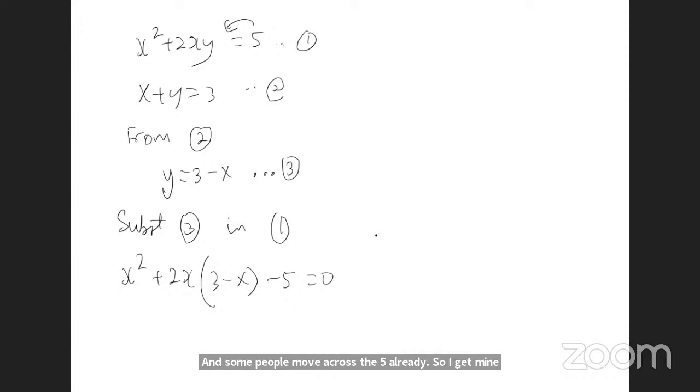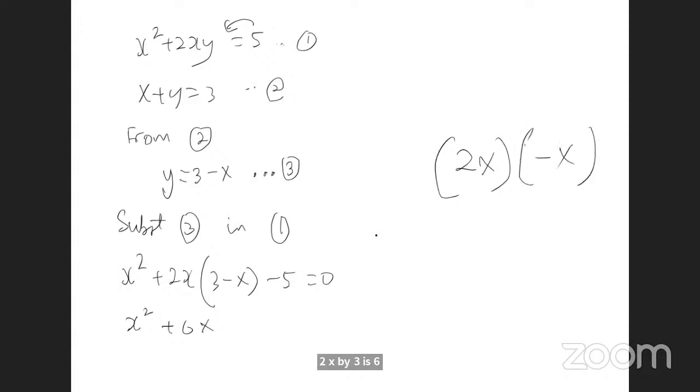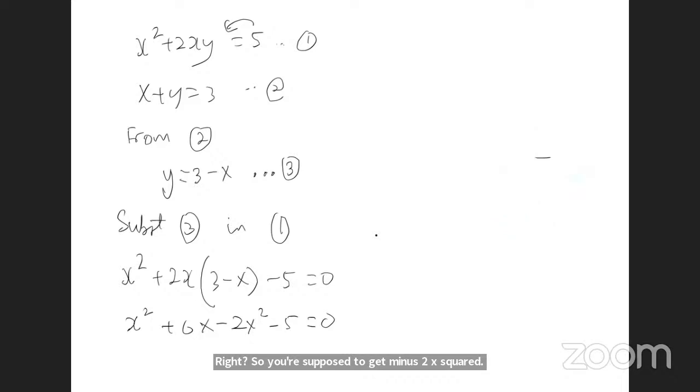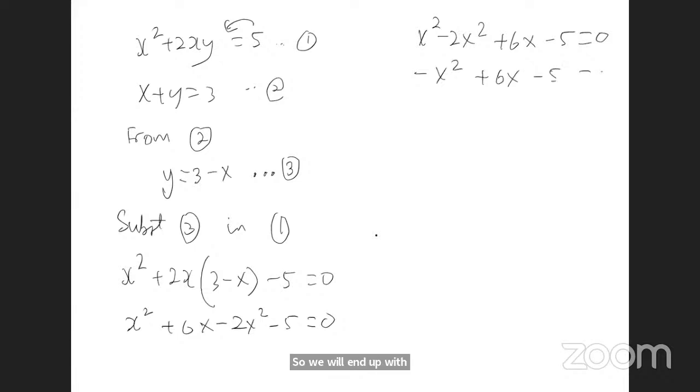I saw a small mistake in expanding out. 2x by 3 is 6x, and some people got this wrong. 2x multiplied by minus x is what? 2 by minus 1 is minus 2. X by x is x squared. Right? So you're supposed to get minus 2x squared minus 5 is 0. Then bring your like terms together. X squared minus 2x squared plus 6x minus 5 is 0. So we will end up with minus x squared plus 6x minus 5 is 0.